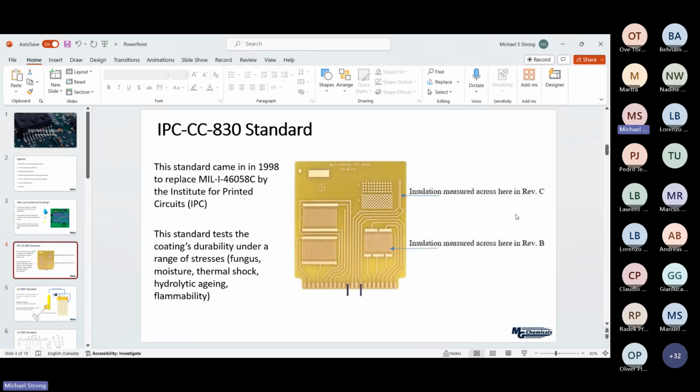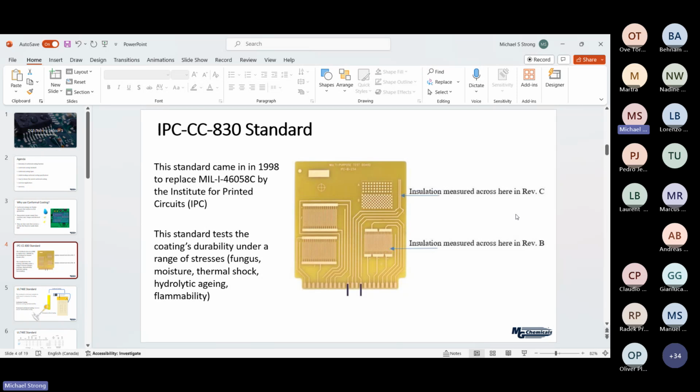So mostly these are pass-fail tests. It's not necessarily that you can gauge if one coating is better than the other. It's simply it passes or it does not pass. Okay. And what it's testing for is a range of different stresses, whether that's fungus exposure, moisture protection, thermal shock, hydrolytic aging, flammability. And it basically gauges the coating's ability to withstand a minimum dielectric protection after these stresses have been applied. We are currently in revision C of this standard.